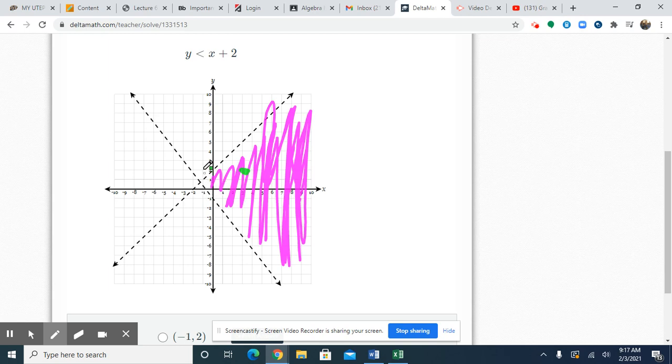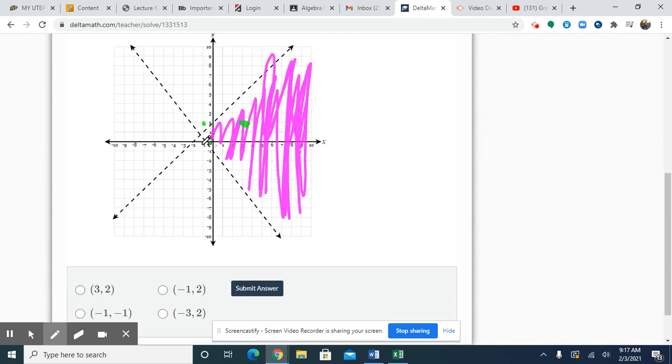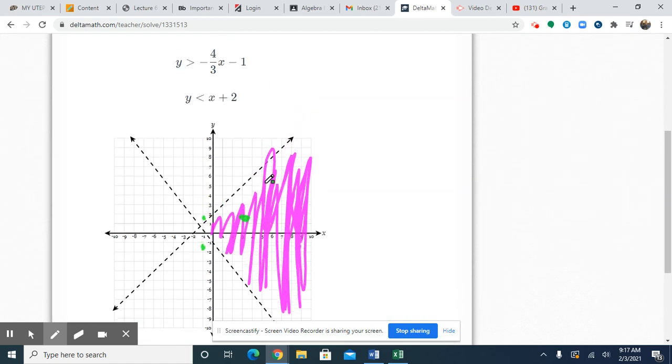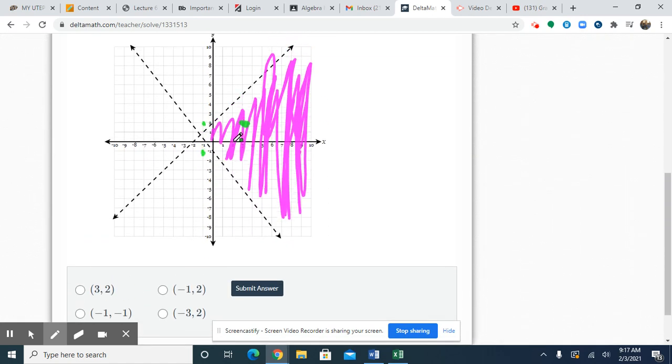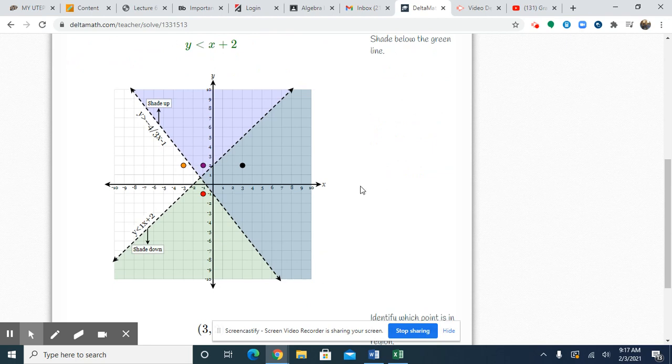-1 and 2 would fall, and I believe it was a solution to line 1. -1 and 1 ends up being a solution to line 2. And -3 and 2 was no solution to either one of them. So the first one, 3 and 2, is our answer. And again, summary of what that should look like. Our shading is this section right here.